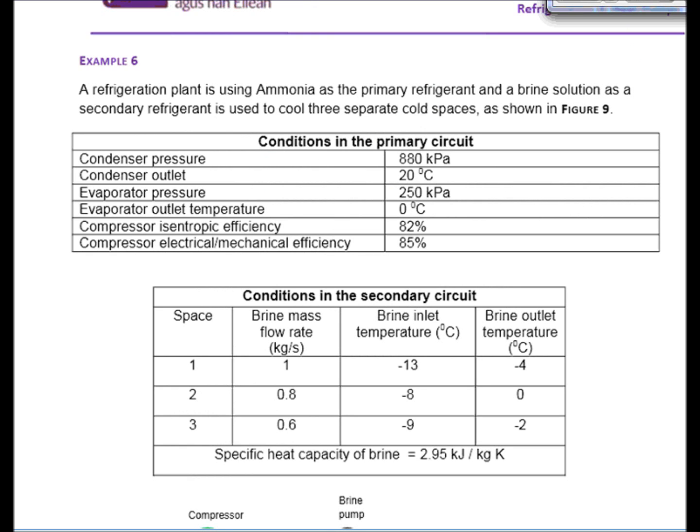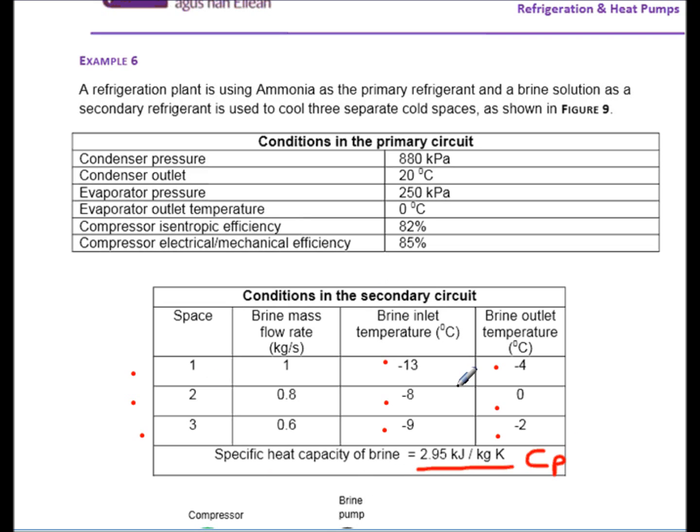And just to remind us of the conditions in the actual secondary circuit, we're given the information here for the three cold spaces 1, 2 and 3. The mass flow rates for each of the three spaces are 1 kilogram per second, 0.8 and 0.6 respectively. We're told the inlet and outlet temperatures of each of the three cold spaces, again listed here, and we're going to use all this information, as well as the CP value for the brine. So this is our CP value that we're going to use in the equation.